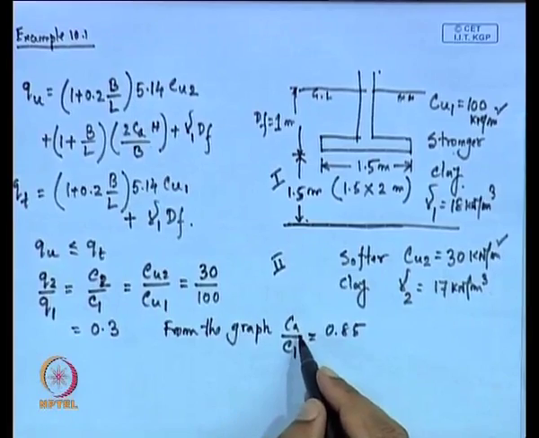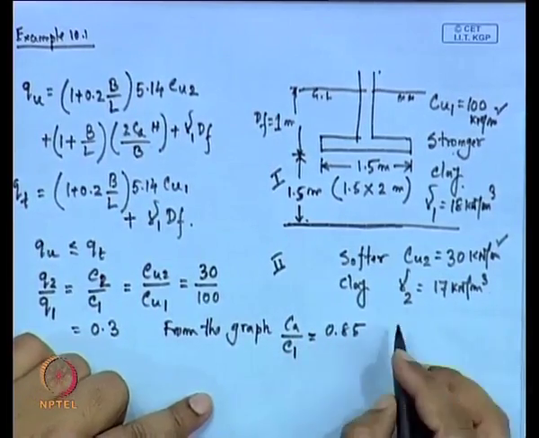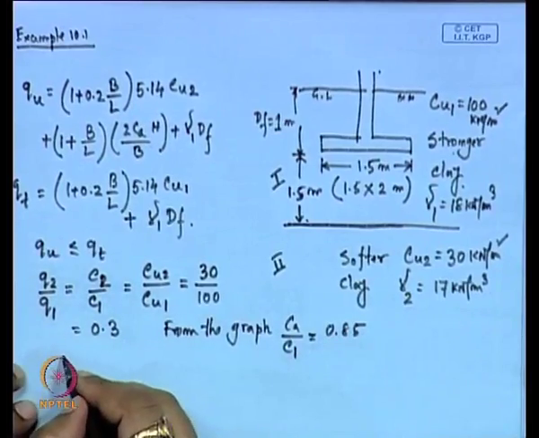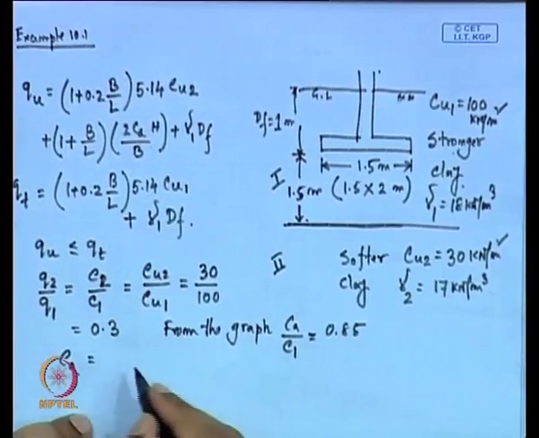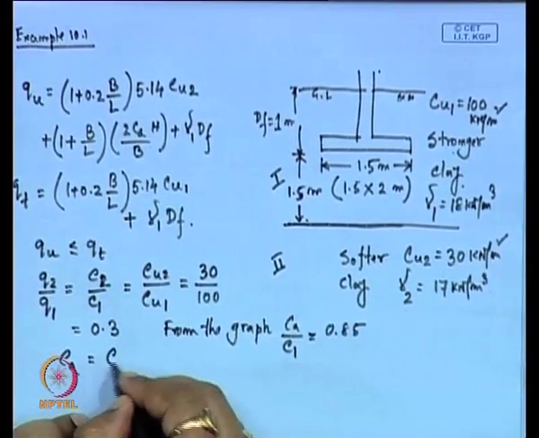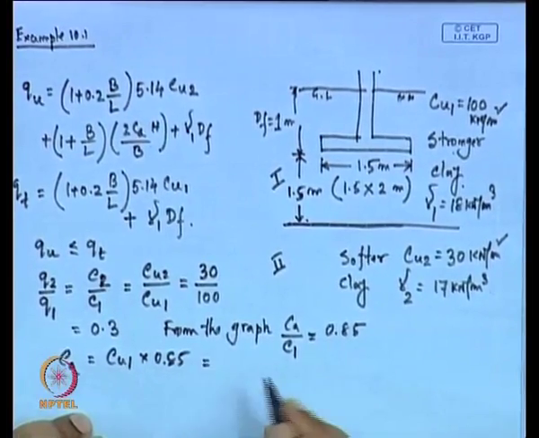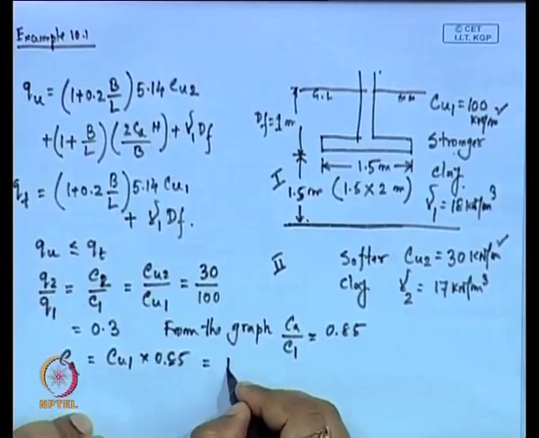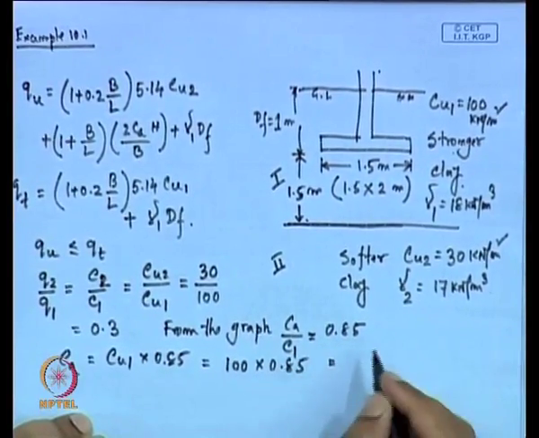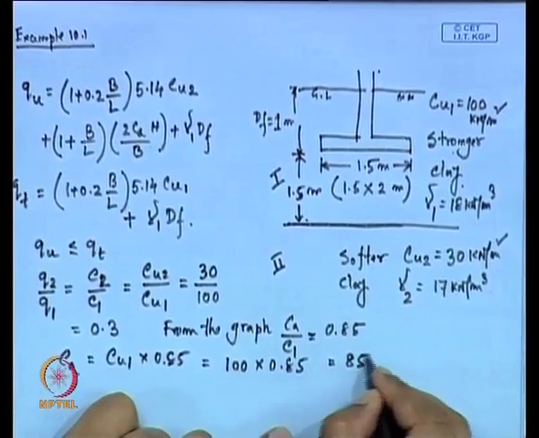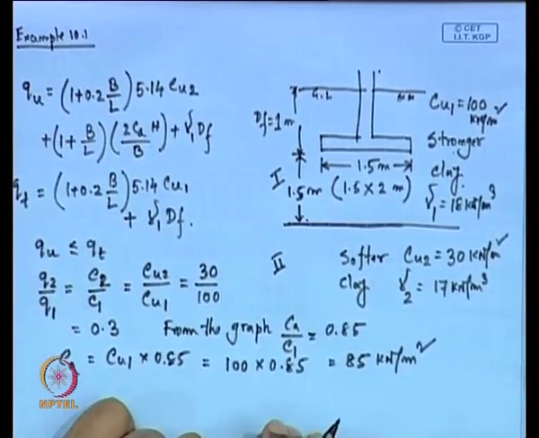Ca by C1 is equal to 0.85, where Ca is the adhesion of the soil. So, from here we can write that Ca is equal to Cu1 into 0.85. So, Cu1 is 100 into 0.85. So, this is coming out to be 85 kilonewton per meter square.